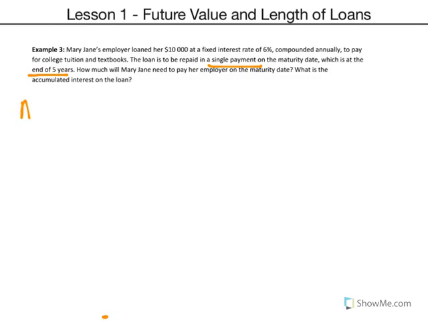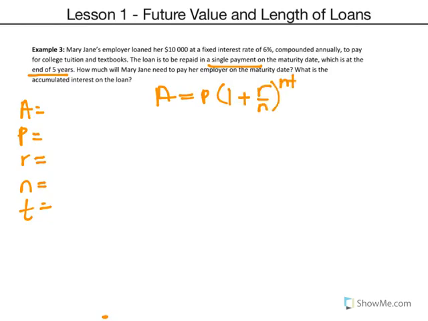So we're going to go A, P, R, N, T. And the reason we can do just a compound interest formula for this is because we're making a single payment. And because we're waiting till the entire thing has matured and we're not making regular payments, we just use the compound interest formula. So we know our principal is $10,000. Our rate is 0.06 for 6%. It's compounded annually, so that's 1 for 5 years.